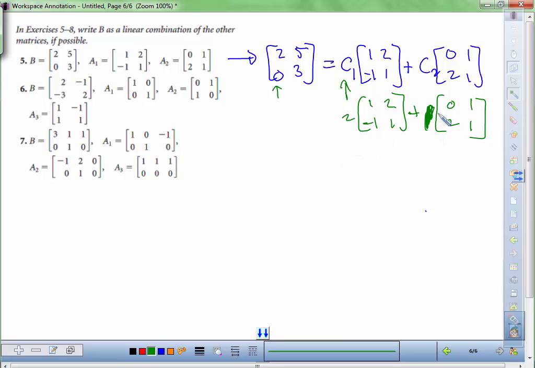Okay, so that's your linear combination. A constant times a matrix plus another constant times another matrix. So you got that to be a linear combination.